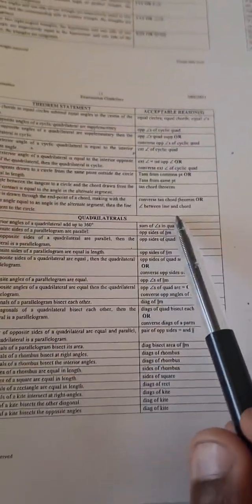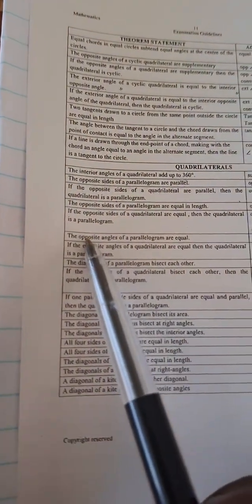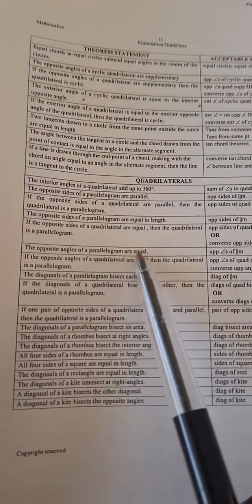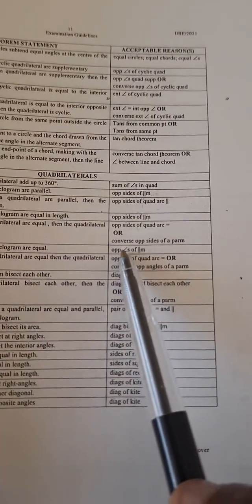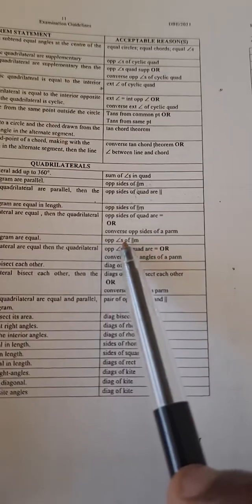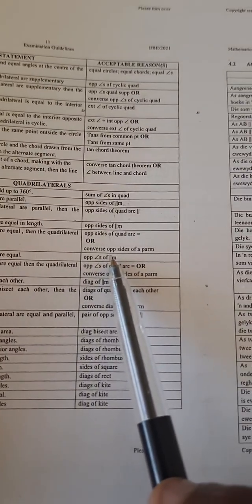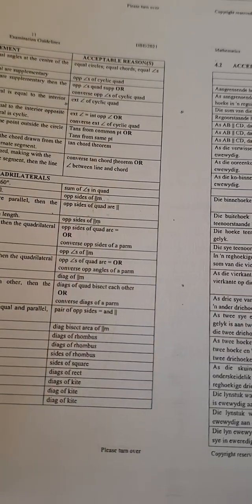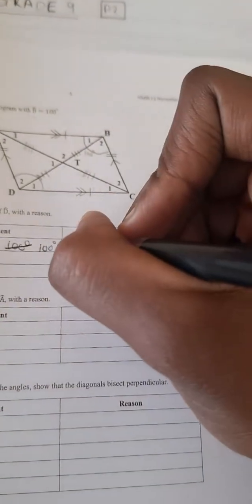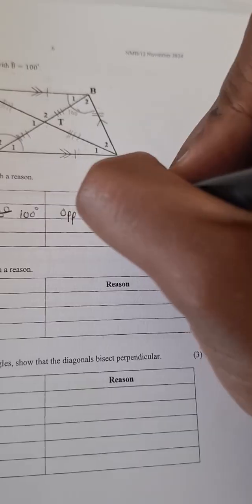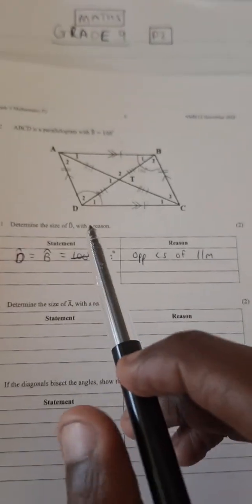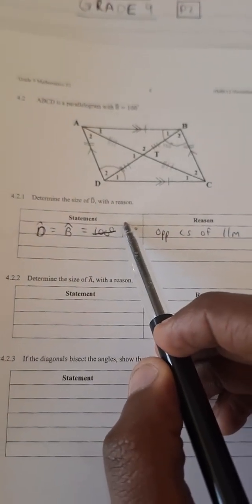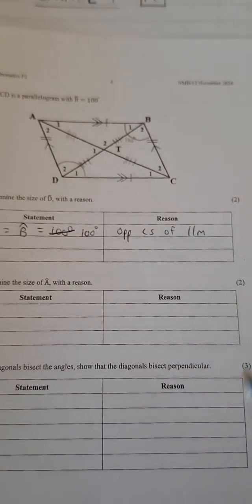What's our reason? Let's go to the acceptable reason document. The opposite angles of a parallelogram are equal. The acceptable reason document has this reason for us. Parallelogram has two vertical lines with an M next to it, so we can write: opposite angles of a parallelogram. That's 2 marks: 1 mark for my statement, which is 100% correct, and 1 mark for my reason.